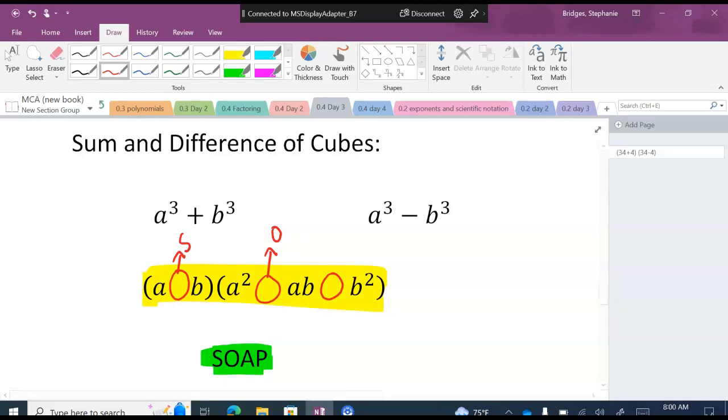And then the A and the P refer to your third sign, which is always, what do you think? Positive. Okay, first sign, second sign, these together go for my third sign. Okay, so SOAP: same, opposite, always positive.